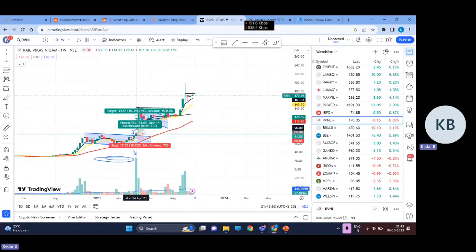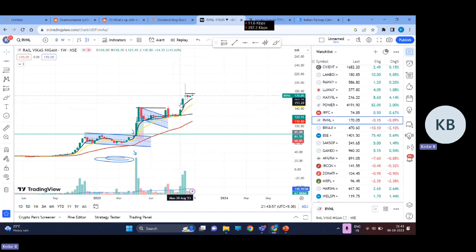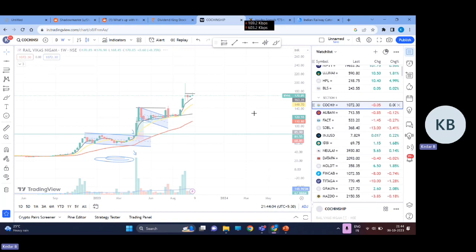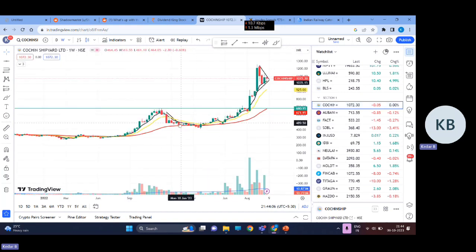Even RVNL. See, such a good up move here. Again it set up again. I did a little bit of swing around here. And shipping stocks, Cochin Shipyard, I told you I had failed.